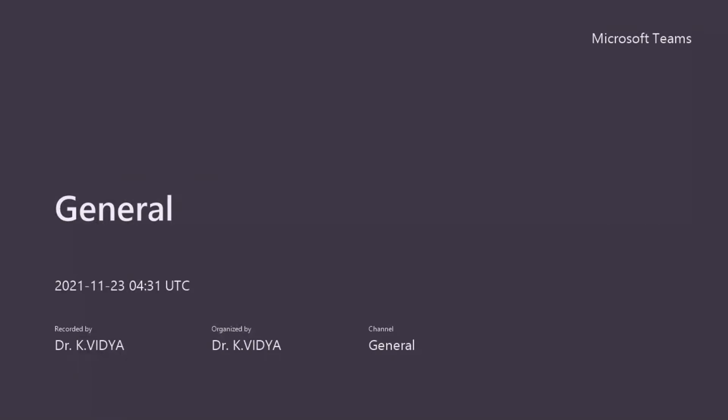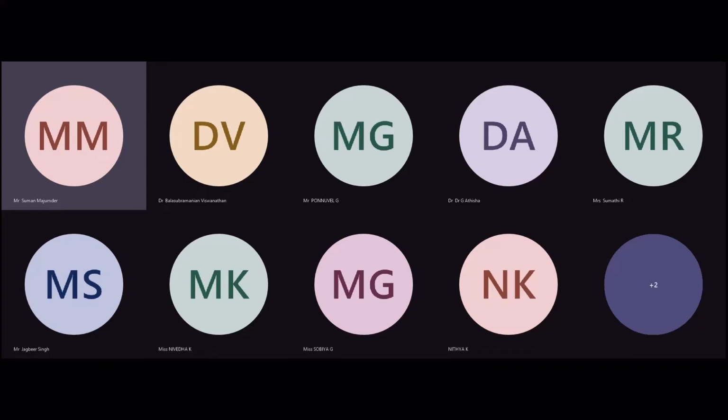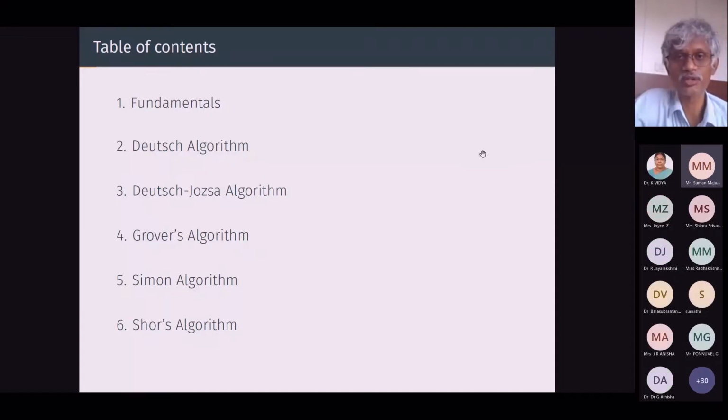Then, as promised, Grover, Simon, and Shor. So this is the order in which we'll be going. I really don't know how much of the fundamentals, like the bracket notation, the postulates, and the state space of a quantum system, has been covered or not.